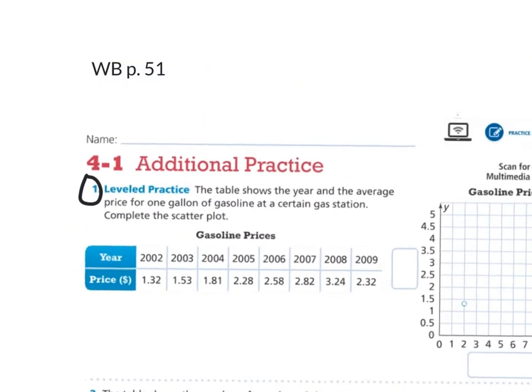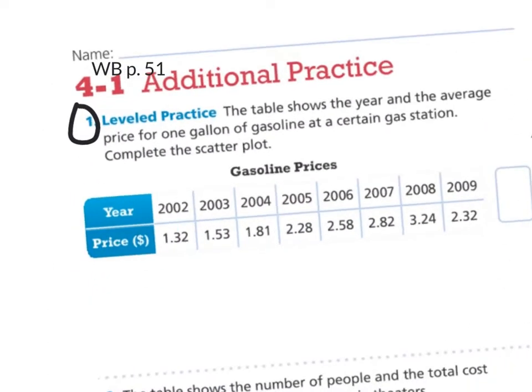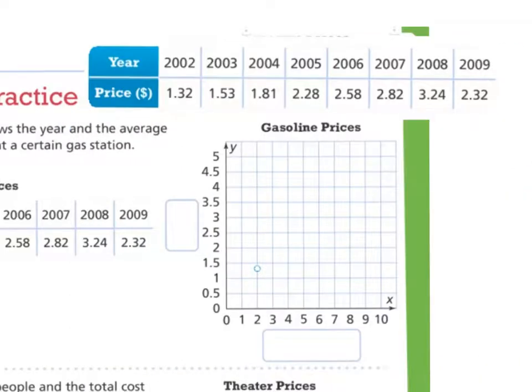So on our graph here, they don't have things labeled for us. This is gasoline prices. We probably want to see the change in the gasoline prices. So we're going to make that be our y-axis. So we can make this be the price in dollars. The question is what we want the x-axis to be. And notice the numbers that they've given us there.